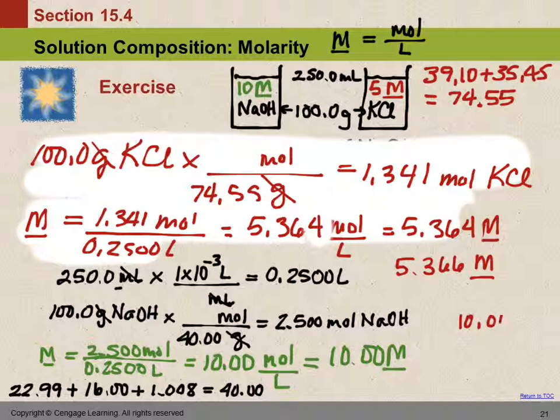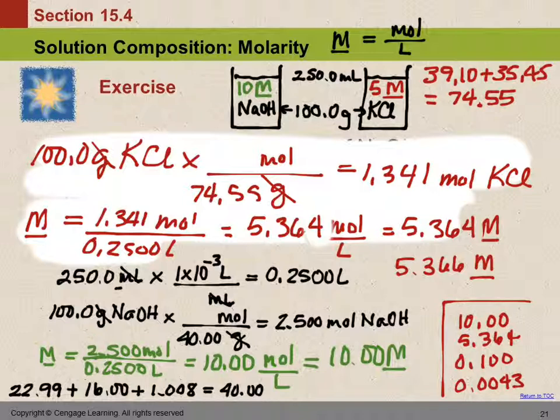Well, they might have 10.00 and 5.364 and 0.100 and, I don't know, 0.0043 or some. So if you're choosing out of these choices, even though your answer didn't come out exactly, this is obviously the closest one. So if it just differs in the last digit, don't worry about it.